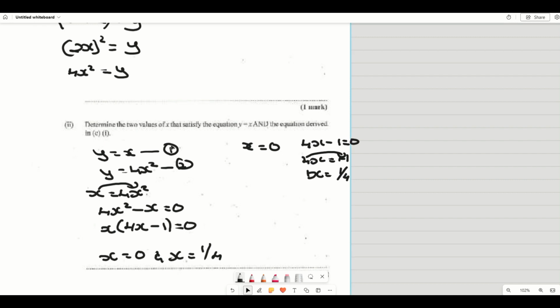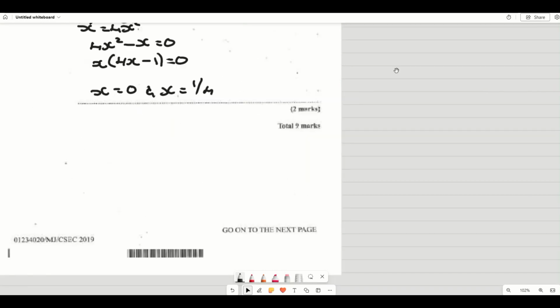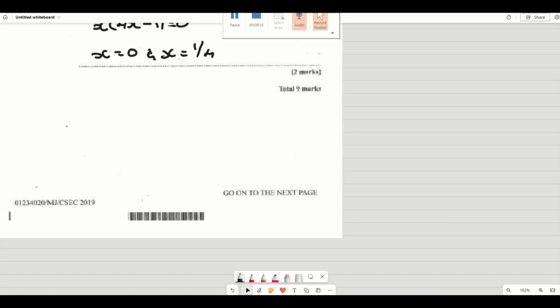Right, so these are your values. x is equal to 0 and x is equal to a quarter. Right, and that is the end of May, June 2019.